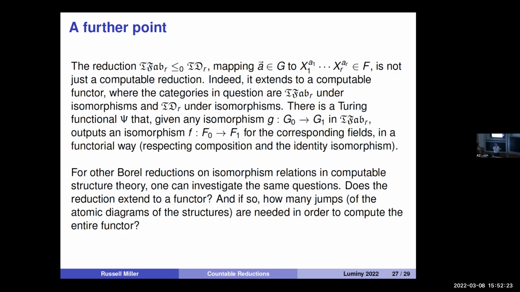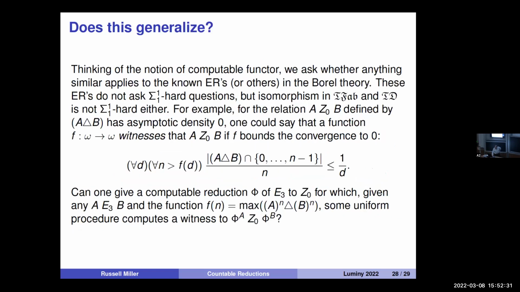Leads to a question going back to other Borel reductions. Is there anything similar there? Okay, so let's see. Thinking of this notion of computable functor. Isomorphisms attach naturally to the property of being isomorphic. For the other Borel equivalence relations that we discussed, well, they aren't sigma 1,1 hard, but neither was isomorphism on these fields and these groups. There are situations where you can think of a sort of witness to one of those equivalence relations.